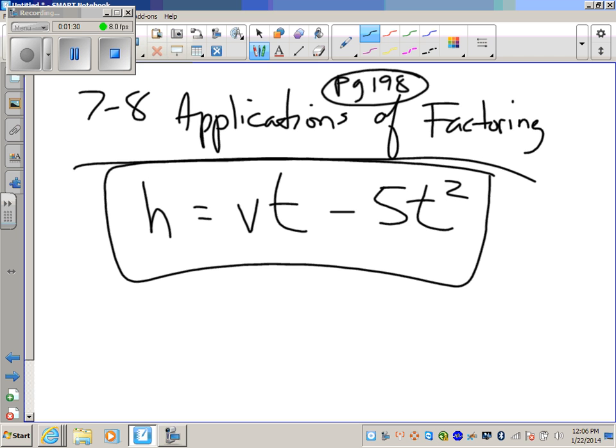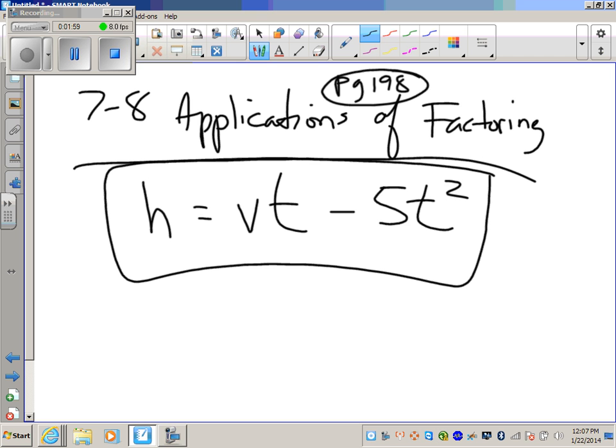A toy rocket is launched with an initial velocity of 80 meters per second. What is initial velocity? Like right away. You've seen a rocket take off from the ground. Okay, that's its initial velocity. It's going to go 80 meters per second. Pretty fast. Then it wants to know how many seconds after blastoff will it hit the ground.